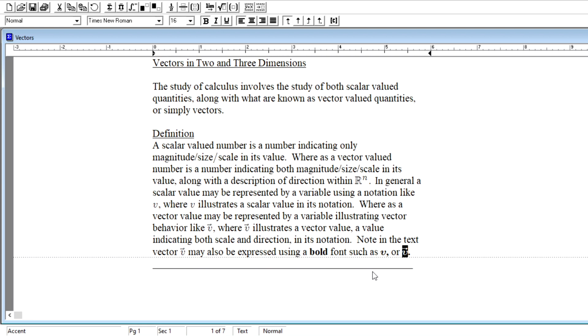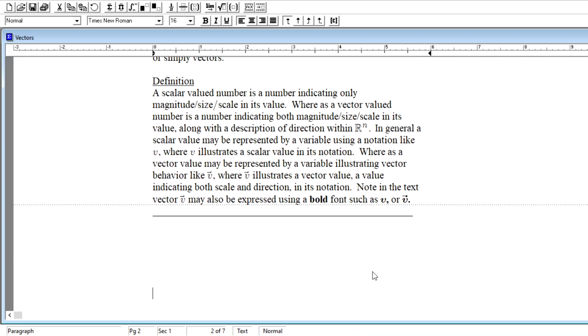But again, in the world around us, there are a lot of examples that involve describing a variable using not just a scale, a size, or a magnitude, but also giving that scale or size or magnitude for that variable a direction that scale or size or magnitude is occurring in. All right?